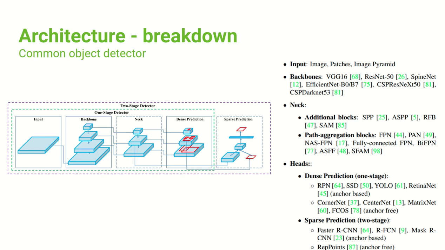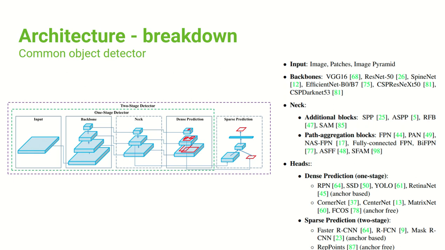A common object detector is composed of a few parts. The first, of course, is the input part, and then you have a backbone as a feature extractor. If you see the left-hand side, you have the diagram covering the different components. And if you see the right-hand side, there are some concrete examples of the different components. For the backbones, we have VGG16, ResNeXt, and EfficientNet baseline 0 to baseline 7. And in this paper, we will mainly focus on CSP ResNeXt50 and also CSP Darknet53.